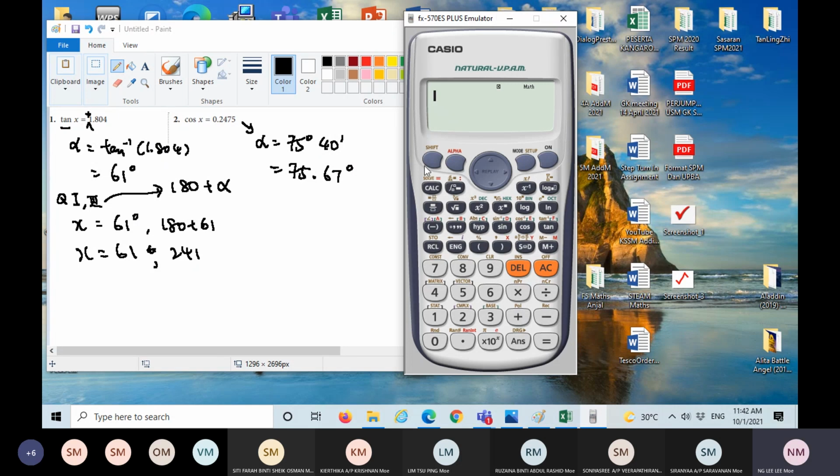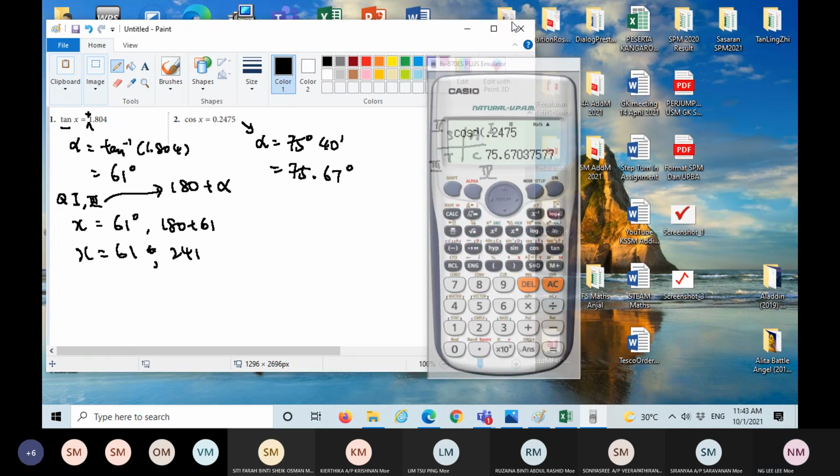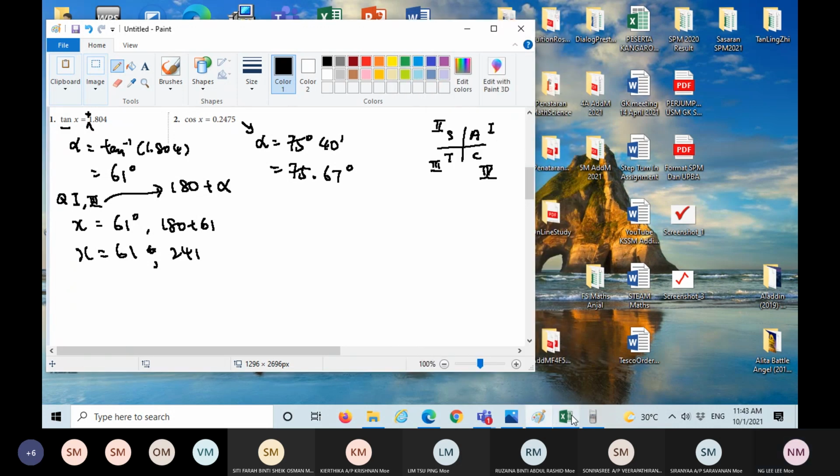Okay, shift cos. 0.2475. Give this answer. Don't change it to degrees and minutes, unless the question asks you to use degrees and minutes. So 67 is correct. Okay, my next question.